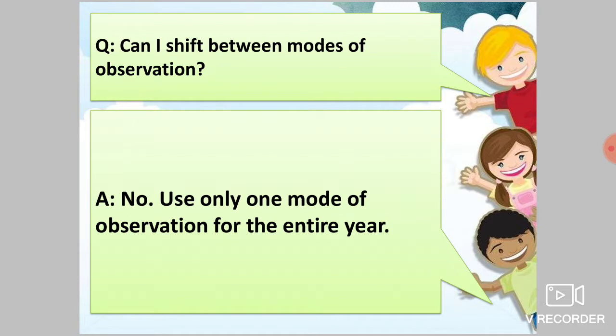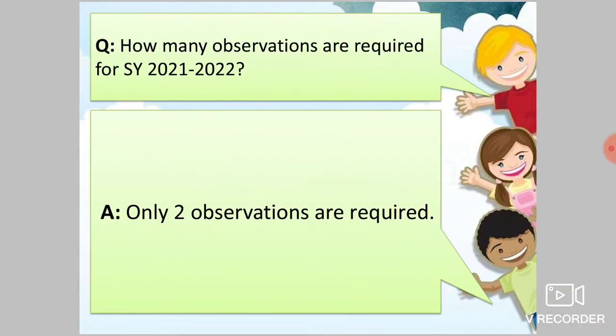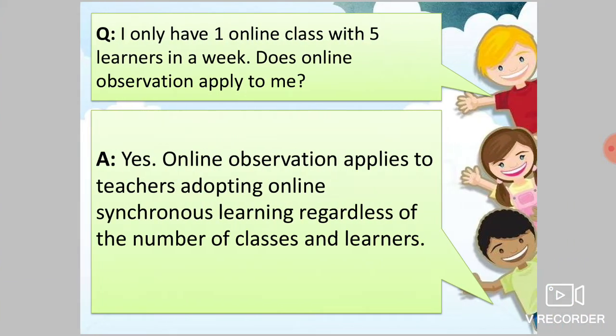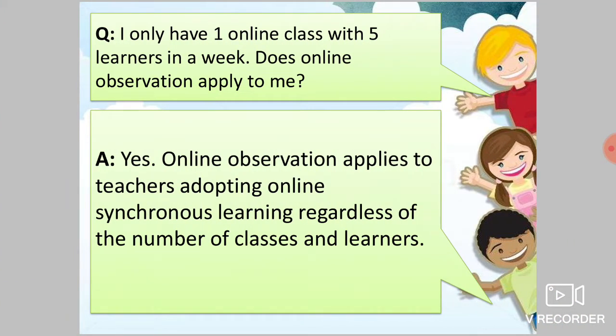Can I shift between modes of observation? No. Usually it is one mode of observation for the entire school year. How many observations are required? The answer is 2 observations only. I only have one online class with 5 learners in a week. Does online observation apply to me? The answer is yes. Online observation applies to teachers adopting online synchronous learning regardless of the number of classes and learners.